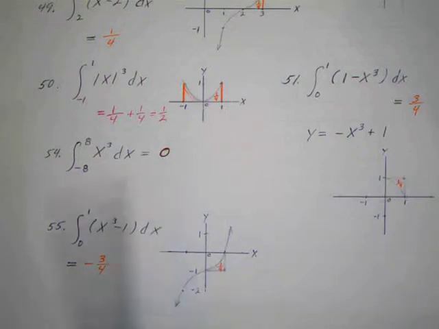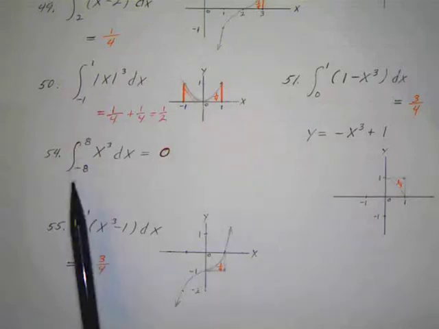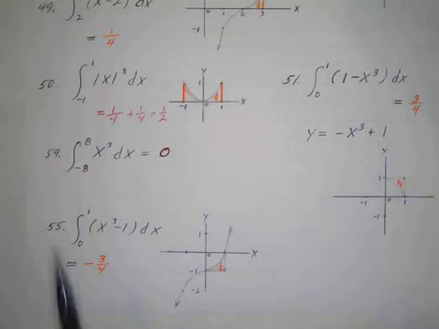All right? Not the total areas. The total areas will be different, but actually the integral is just anything that's below the axis, that's negative. Anything above the axis is positive. And I have the same amount of area above and below the axis when I'm going from -8 to 8. Okay, and then number 55.